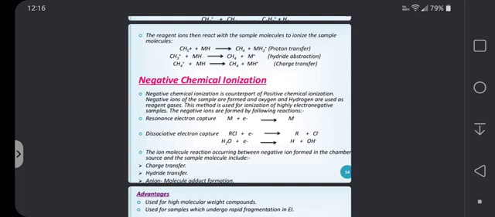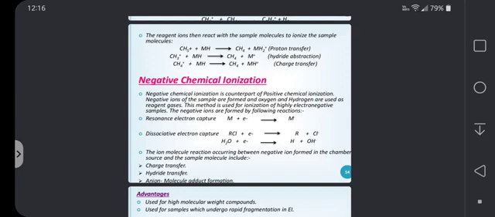CH5 plus and M react to form MH2 plus, a proton transfer reaction, and the second one is a hydride abstraction, and the third one is a charge transfer reaction. That is the chemical ionization method, that is, the positive chemical ionization method.